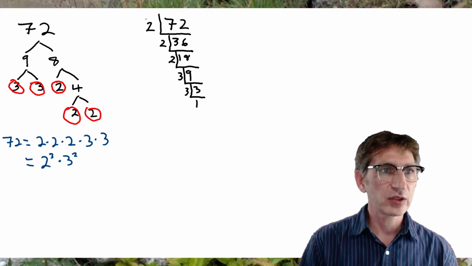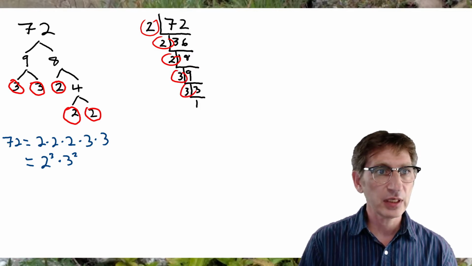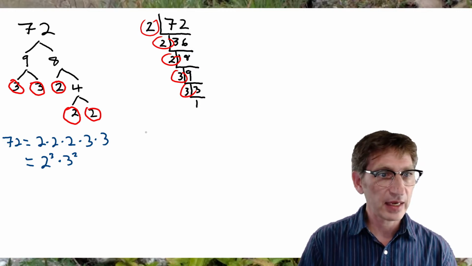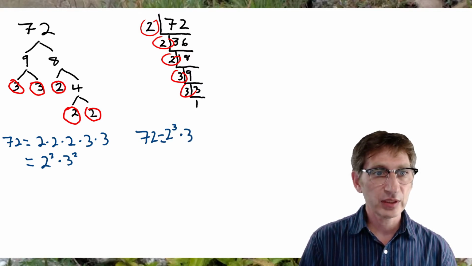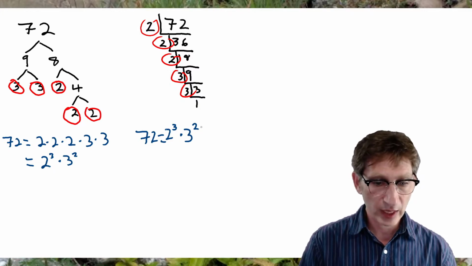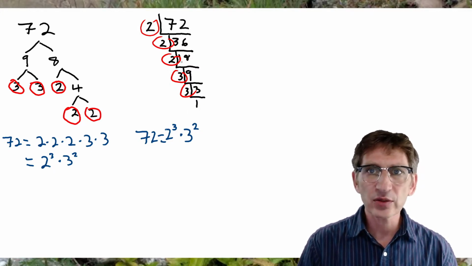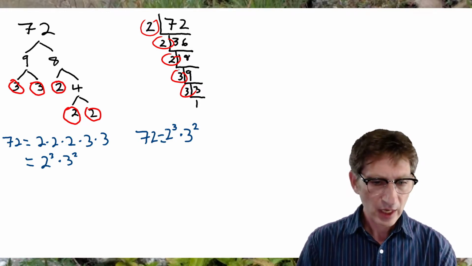So I've got a 2, a 2, a 2, a 3, and a 3. And this gives us the same thing we had from the factor tree. 72 equals 2 times 2 times 2, which is 2 to the third, and 3 times 3, which is 3 squared. So factor trees, factor ladders, either one, both very useful tools to find prime factors.